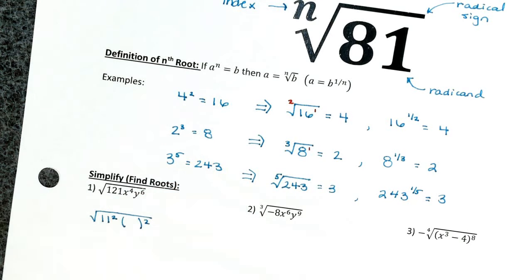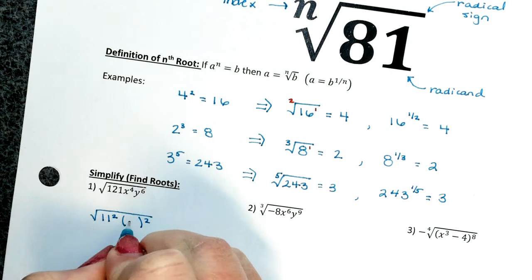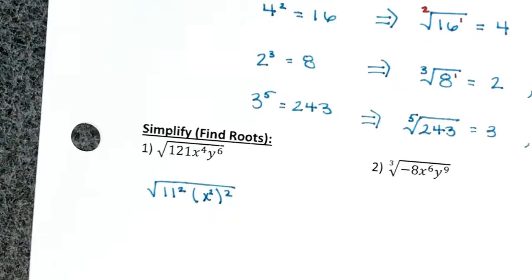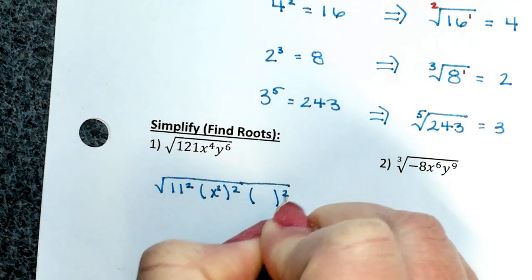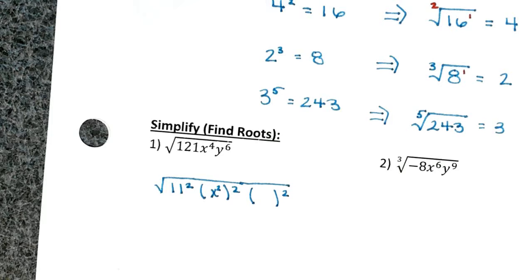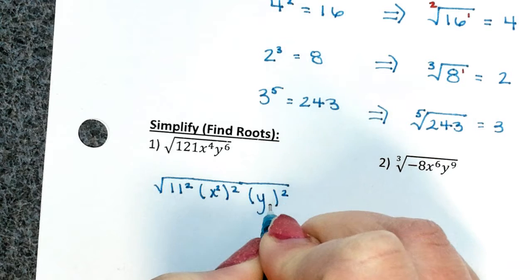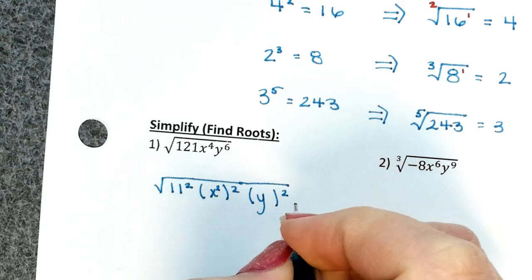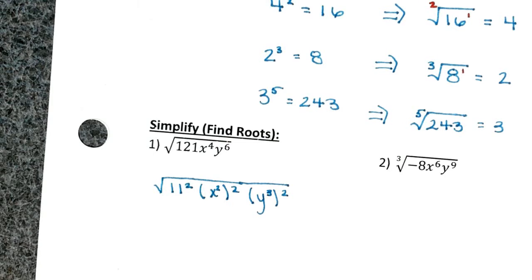Can we write something squared and get x to the 4th? X squared squared. Remember, powers to powers multiply, so x squared squared is x to the 4th. Okay, now how about the y? Can we write y as something squared? Y to what power? If it was to the 4th power, y to the 4th squared would be y to the 8th. So it has to be a 3, because 3 times 2 gets us 6. A power to a power multiplies. Are we okay with that?